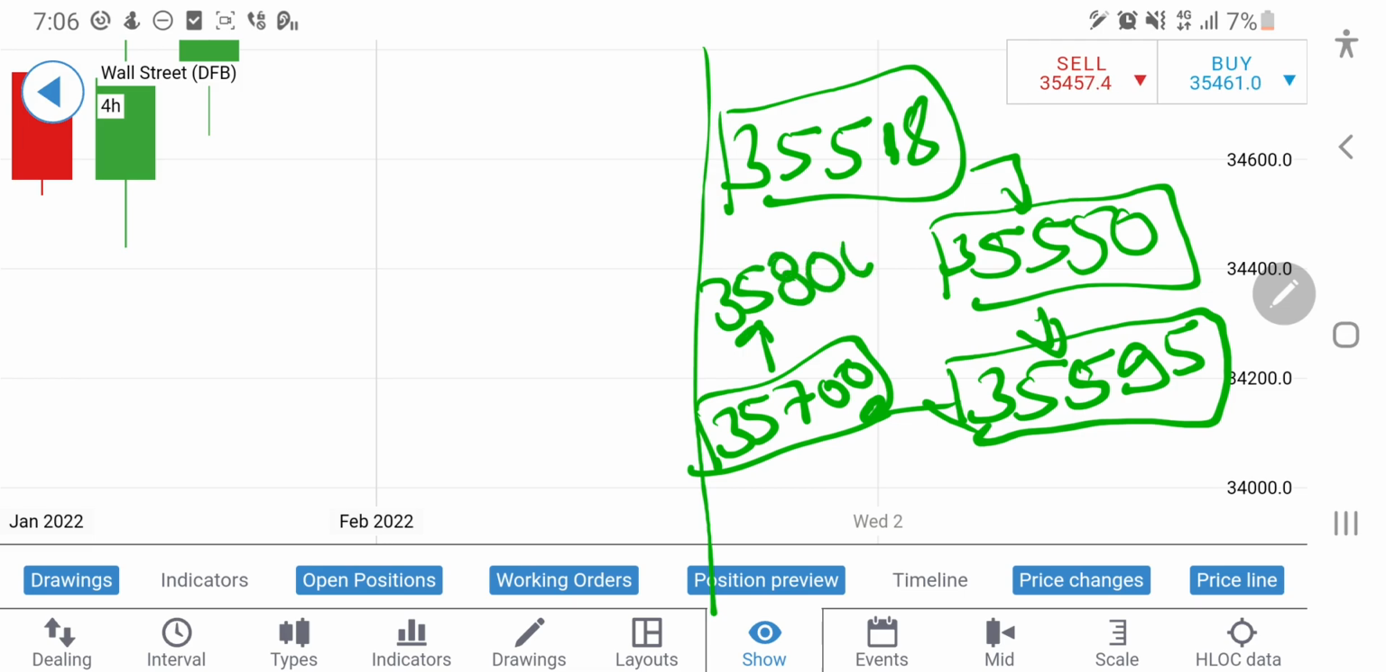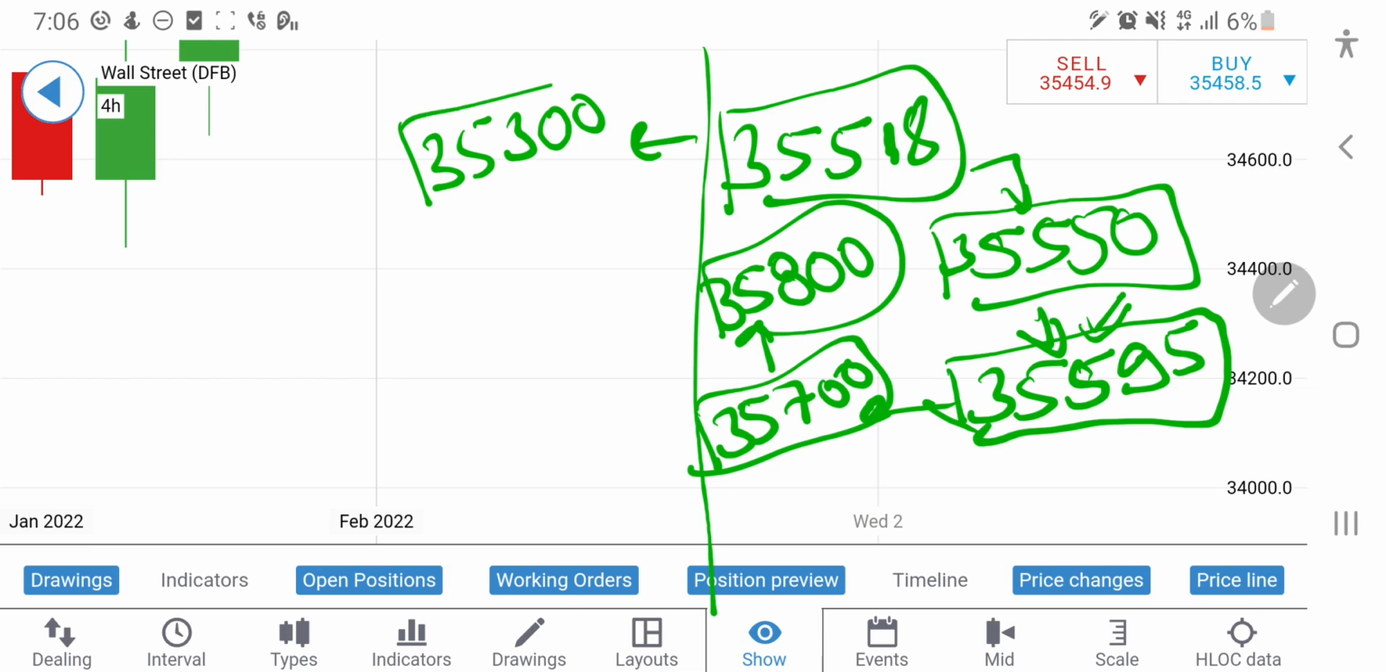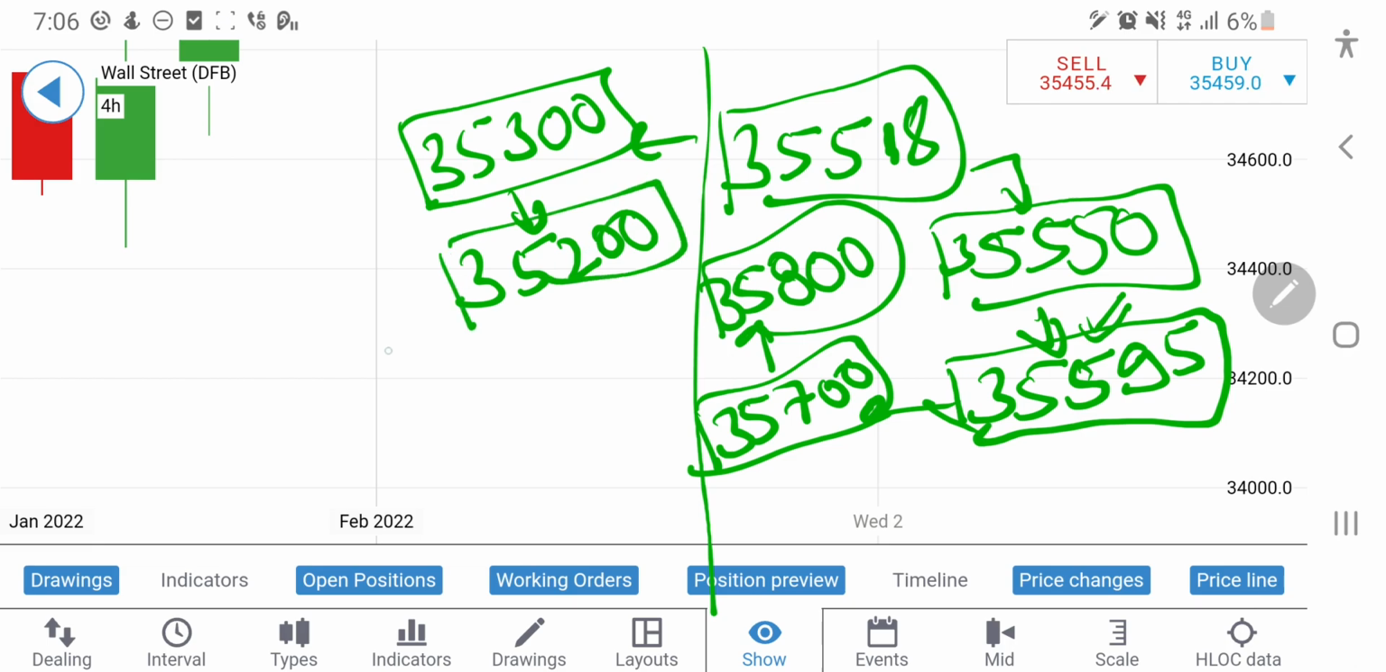But I don't think this will happen today. I think at max, if it tries to rise, 35,600 should provide a very strong resistance. From there we might see a good break, and on the downside, once it breaks below 35,300, you can go short here. You can expect that it will drop towards 35,200. After this, we are just talking in hundreds, 35,100.